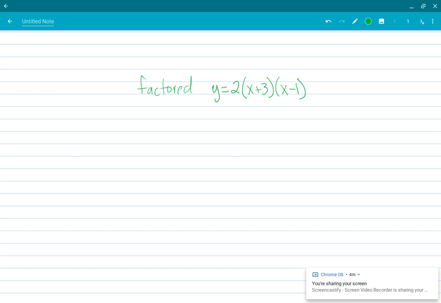And then from here, in your demonstration, I'm going to give you one of these, and in your video you got to say, okay, with factored, I can find the x-intercepts.